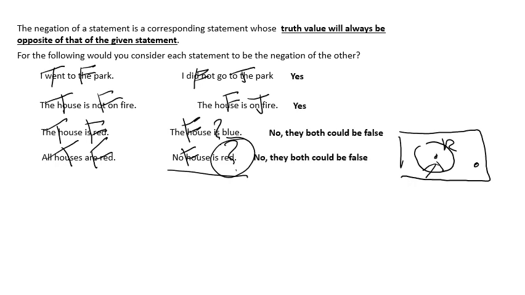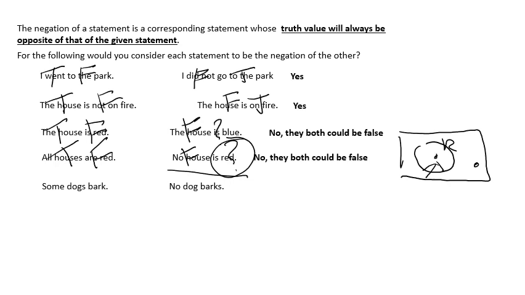When you're trying to get rid of the word all, think about it. You only have to get rid of one. So the negation should have something like some. Some houses are not red. That would actually be the negation.